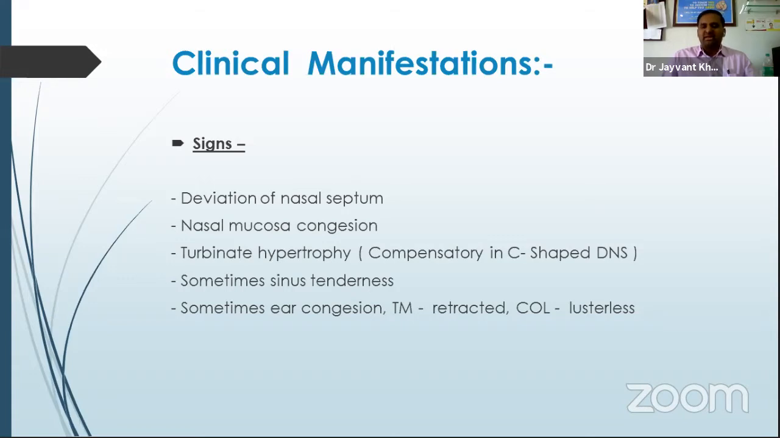Normally, cone of light is present in the anterior inferior quadrant. When the middle ear gets inflamed, then cone of light is lusterless, and afterwards when the middle ear cavity gets infected, then cone of light is upset.